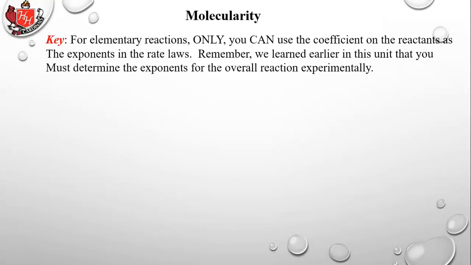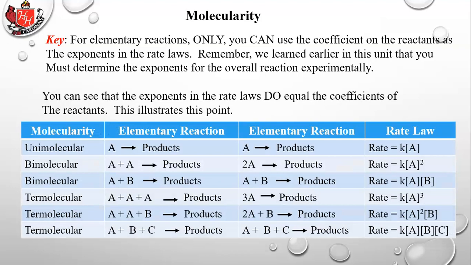So this is a key point. For elementary reactions only, you can use the coefficient of the reactants as the exponents in the rate laws. Remember, we learned earlier in this unit that you must determine the exponents for the overall reaction experimentally. So you can see that the exponents in the rate laws do equal the coefficients of the reactants. So this down below illustrates this point.